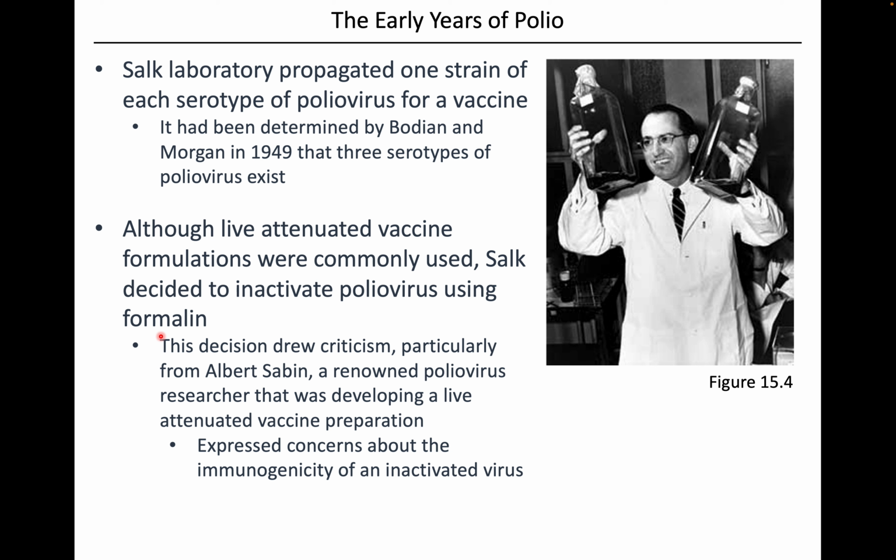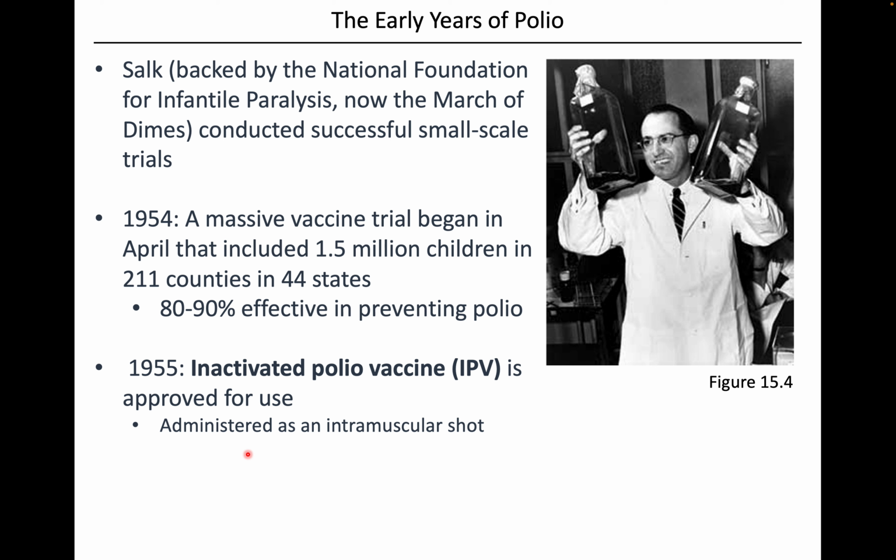And there was some criticism to that, in particular from this guy, Albert Sabin, who we'll talk about in a minute, but ended up developing the live attenuated version of the poliovirus vaccine. But the main concern was, well, if you're using inactivated virus, it's going to be less immunogenic, not going to be as effective.